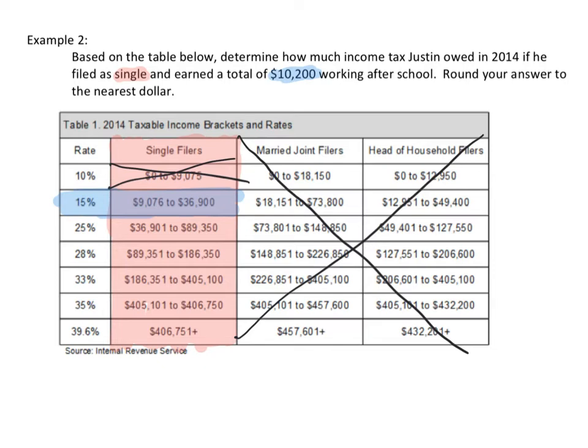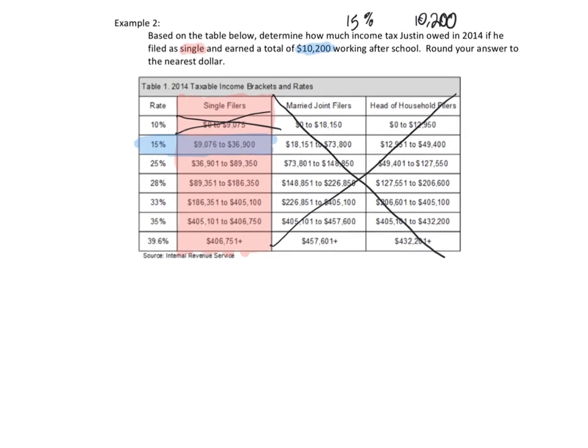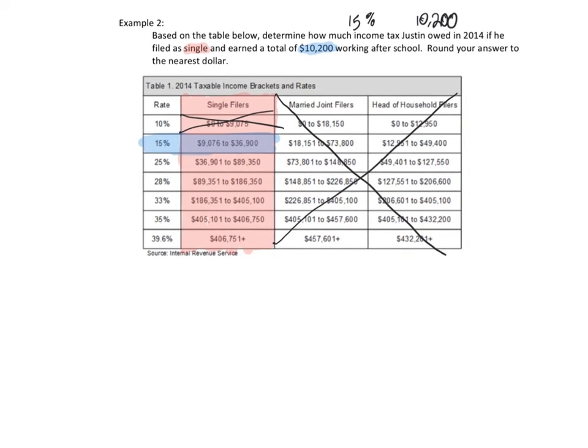So now, just like the last problem, we have a total of 10,200, and we know he has to pay a percent of 15%. So now we can set up our problem. Let's scoot this in so we have a little more room. We're going to set up our proportion. Remember, we have our total down here, we have the 100 down here, and we have our percent up top. And this is our question mark because we want to know how much income tax he is going to pay.